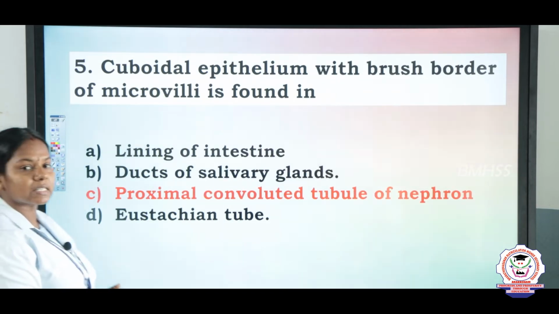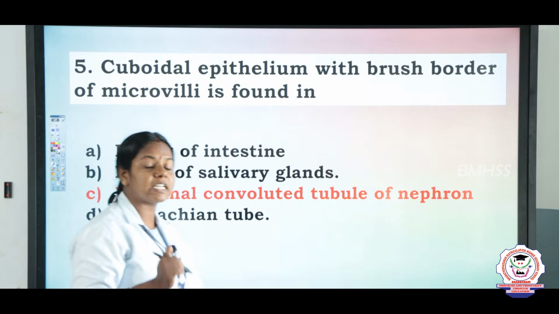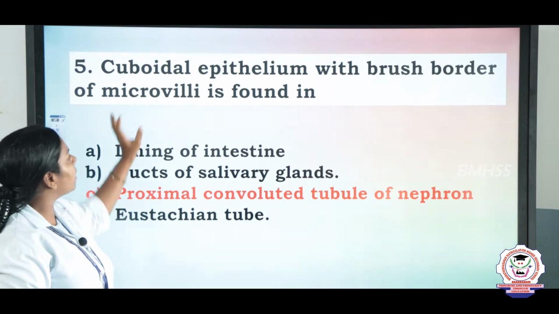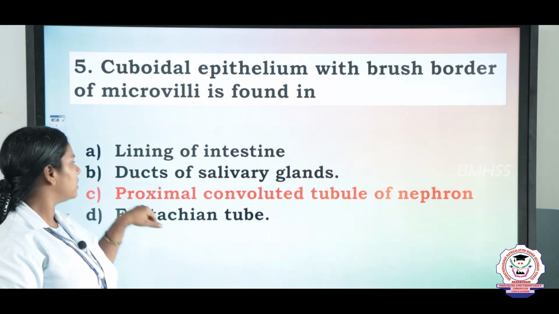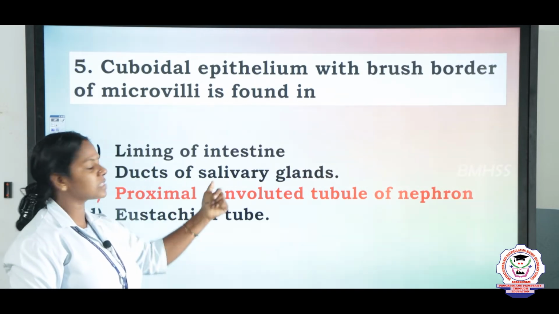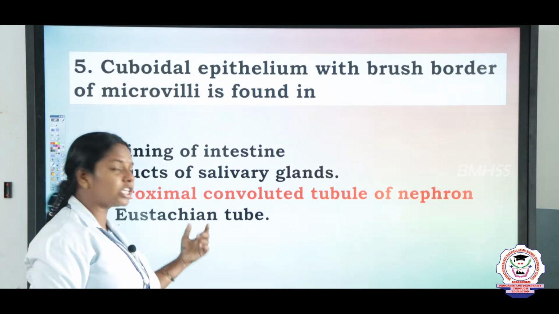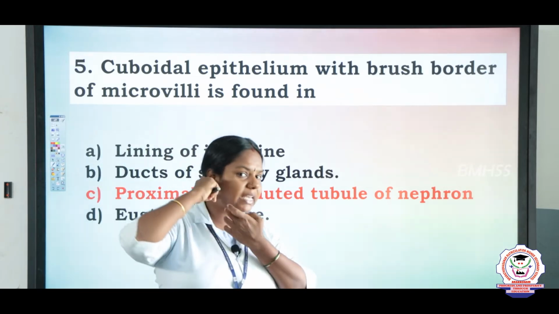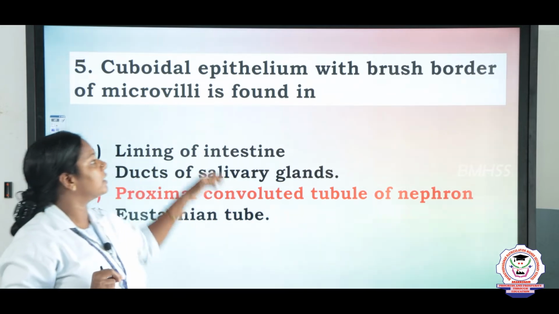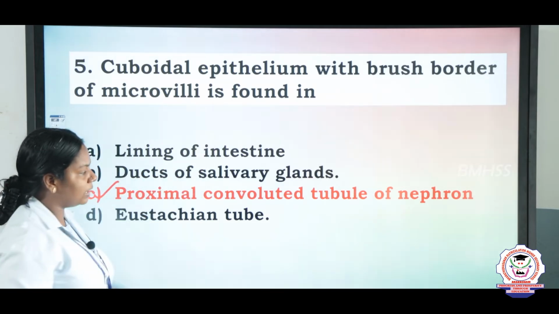The fifth question: cuboidal epithelium with the brush border of microvilli is found in. It is seen in chapter 3 in 11th standard zoology, tissue level of organization. And the cuboidal epithelium with the brush border, first we can see the first option, lining of intestine, which has a columnar epithelium. And ducts of salivary glands, it secretes saliva, so glandular epithelium. Eustachian tube, where is the eustachian tube present? Here, between the ears and the pharynx. So here it is fully respiratory epithelium. So the correct answer for the cuboidal epithelium with the microvilli is proximal convoluted tubule of the nephron.